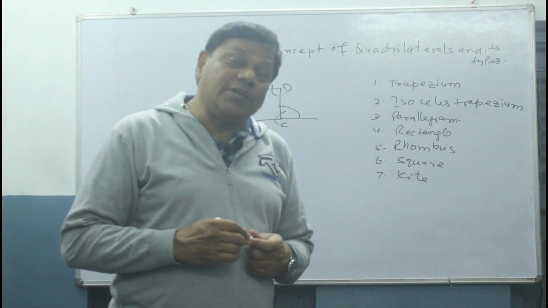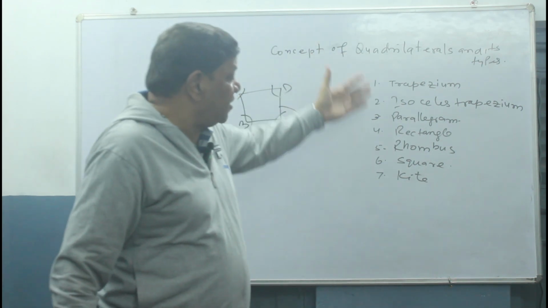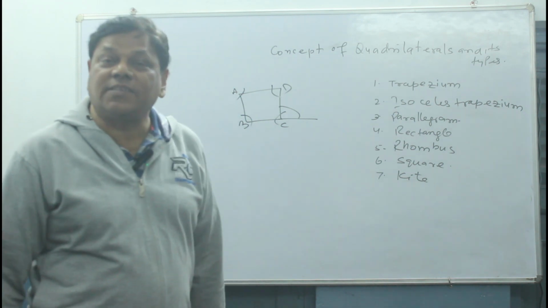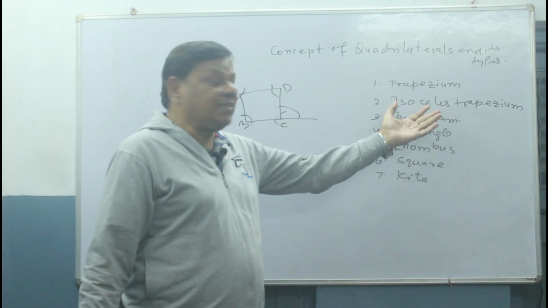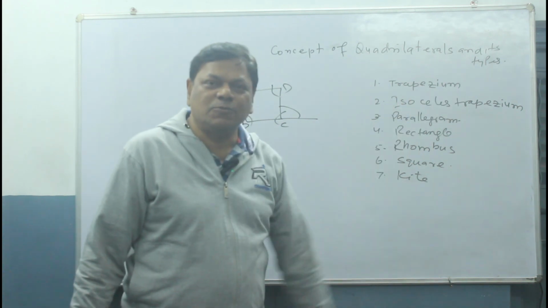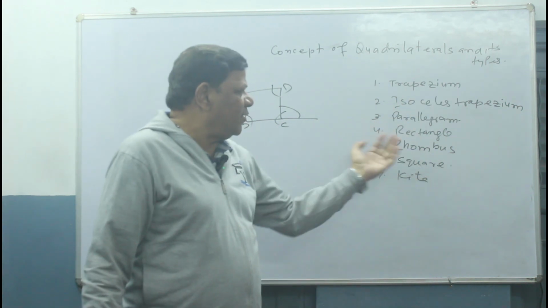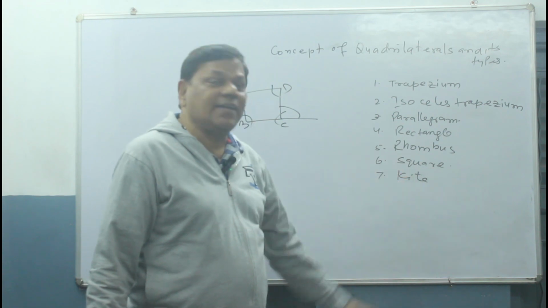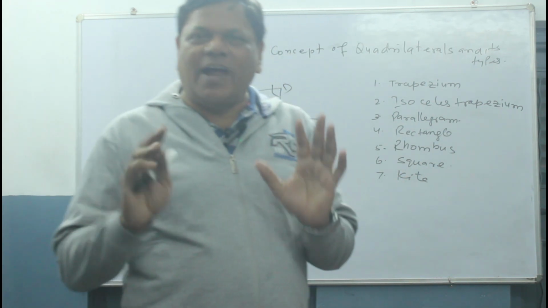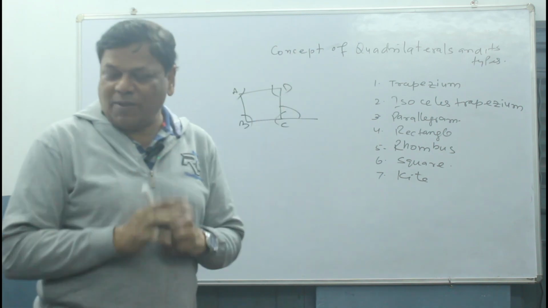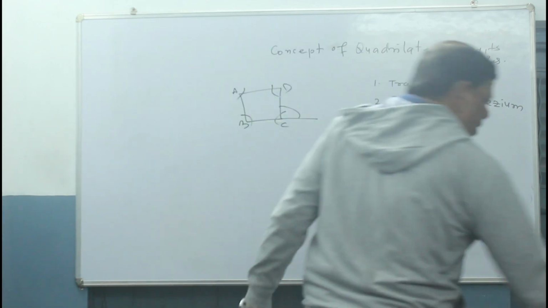Now, quadrilateral types, what are they? Already everything is given in the book. You know all this: trapezium, also isosceles trapezium, then parallelogram, rectangle, rhombus, square and kite. In a very brief way, I'll draw the figure and just explain it. Now see one after another.